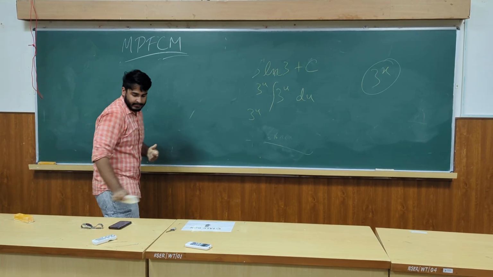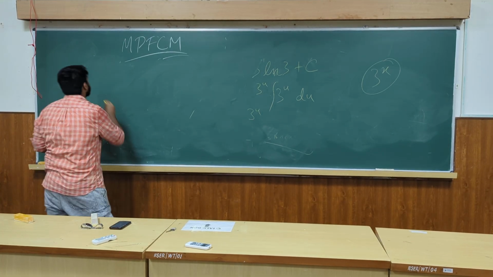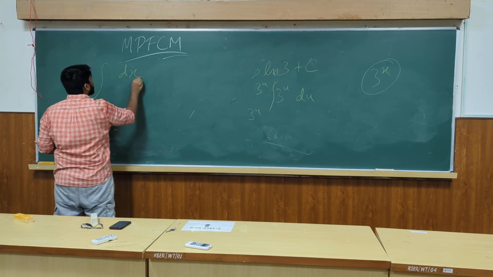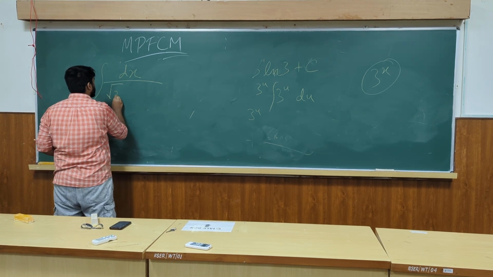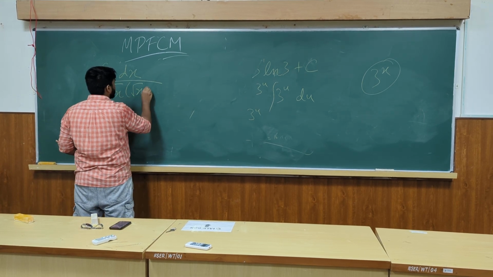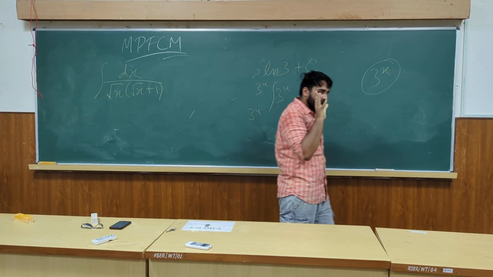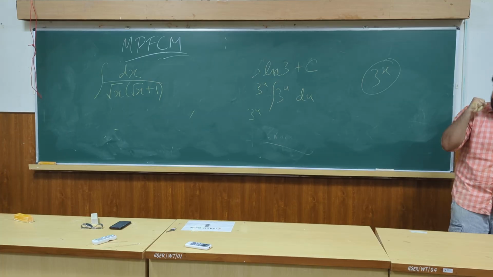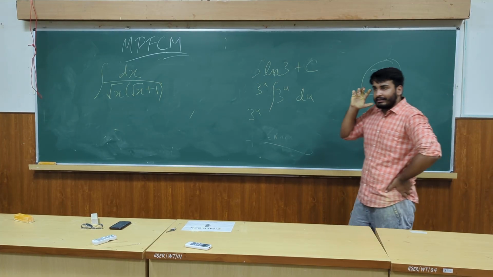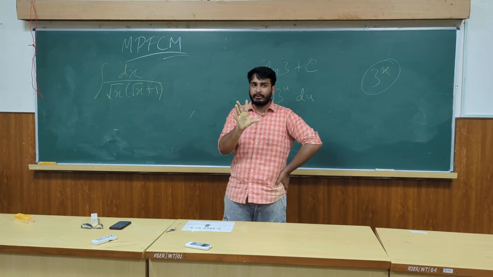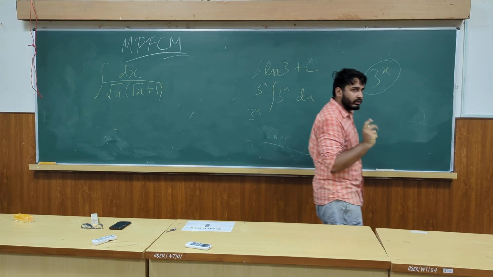So we have the integral dx under root x times under root x plus 1. So you'll have to be a little careful, and if you're careful enough, you will be able to see that by differentiating something, you are able to obtain something else. So try to do that.